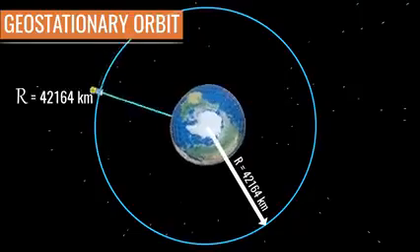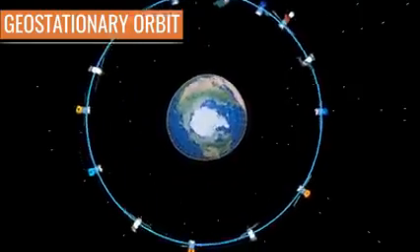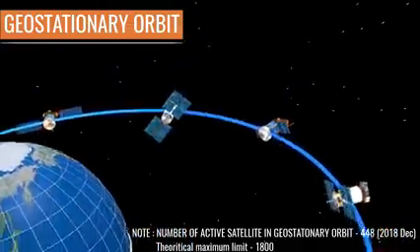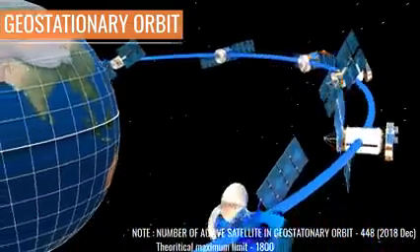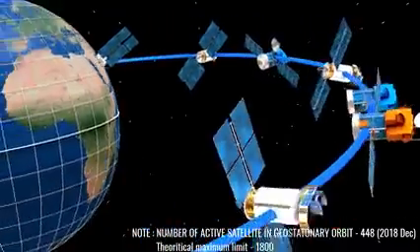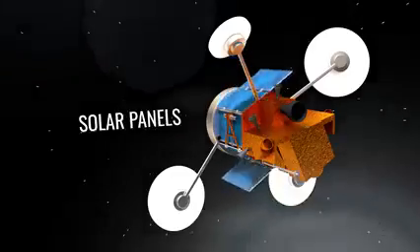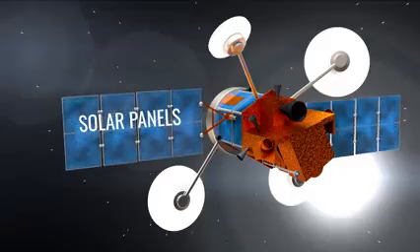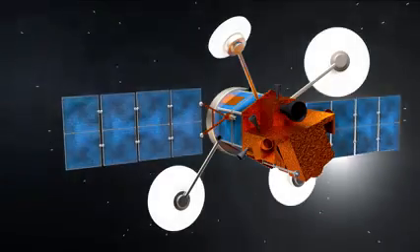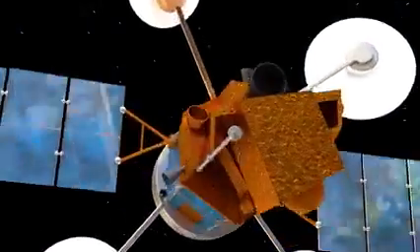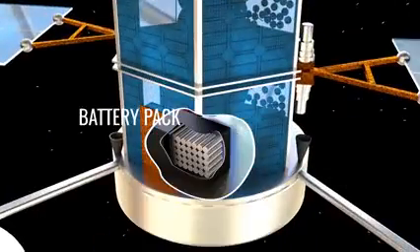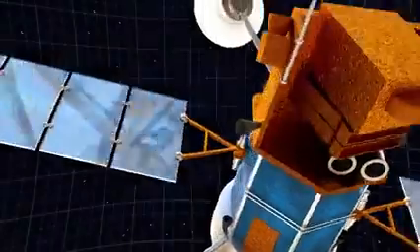All satellites used for satellite TV purposes should be parked in this orbit, and this visual shows how crowded the geostationary belt has become nowadays. Now, let's find out a few things about the satellite itself. The energy required for a satellite mostly comes from its solar panels. However, if the satellite is not facing the sun, a battery pack helps to continue its operations. It is interesting to note that satellites have small engines called thrusters.